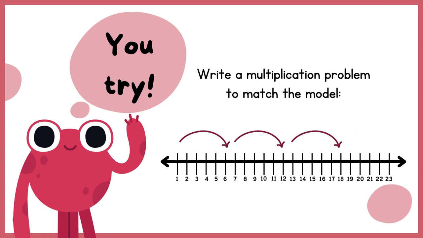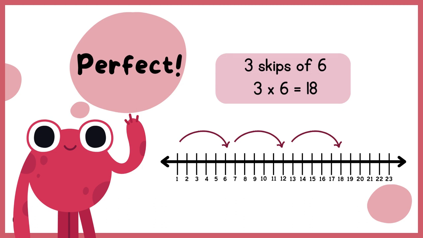Write the multiplication problem to match the model. You try. 1, 2, 3, 4, 5, 6, hop. 7, 8, 9, 10, 11, 12, hop. 13, 14, 15, 16, 17, 18. We did 3 hops of 6. 3 skips of 6 equal 18. 3 times 6 equals 18.